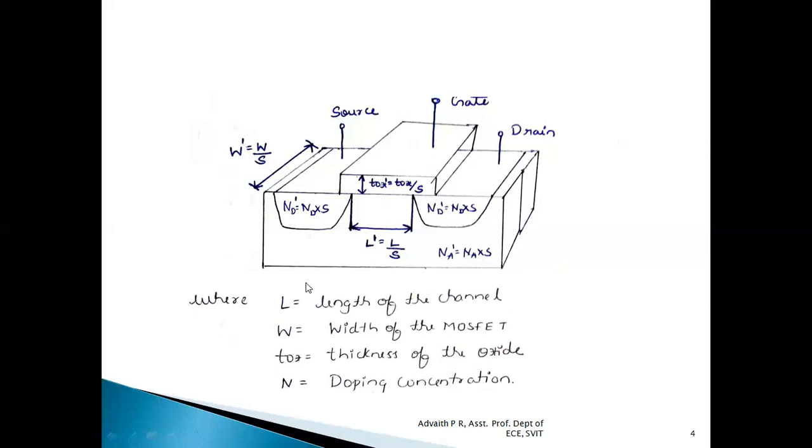Here I have named what these W, L, TOX and N mean. L means the length of the channel, W means the width of the MOSFET, TOX is the thickness of the oxide, and N is the doping level concentration.